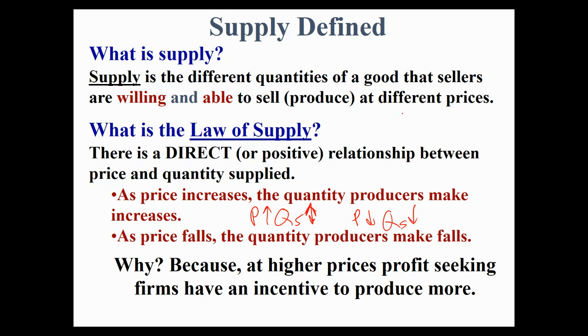So when we think about the graph, we're looking at a graph with the price on the vertical and quantity on the horizontal. The supply curve will be upward sloping to the right. Okay, so that's why we see they have an incentive to produce more at higher prices.